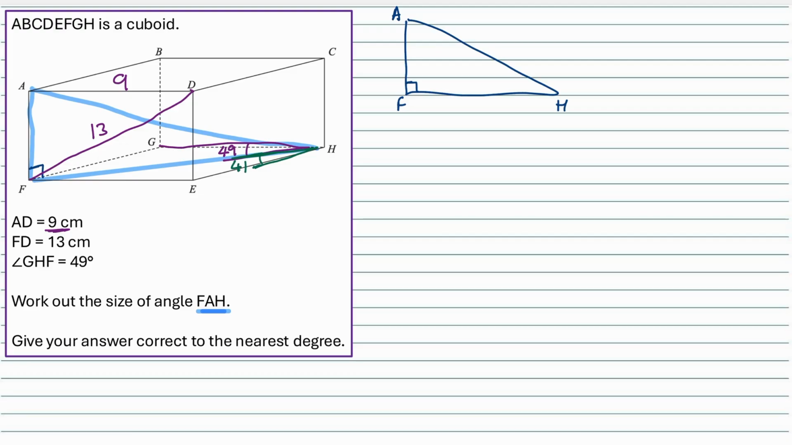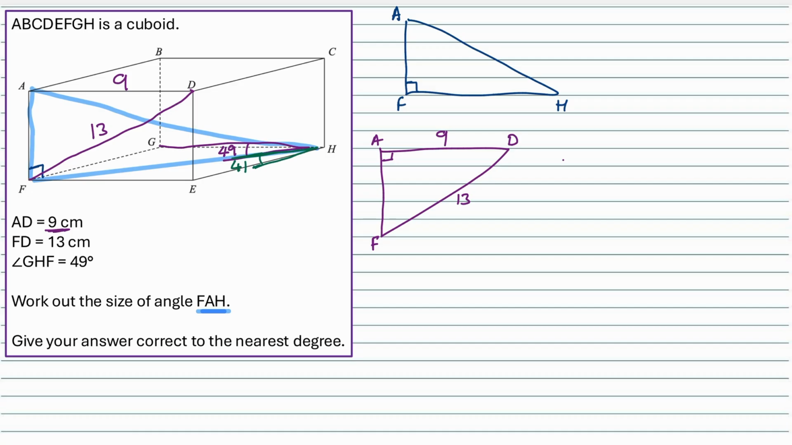Now the first thing we can do is work out the length A to F, and that'll be this length here. Because we have this right angle triangle, we can use Pythagoras with the hypotenuse and the length A to D. So I'll sketch this as a separate right angle triangle. The right angle is at A, from A to D is 9. The hypotenuse is 13, and we've got angle F down here.